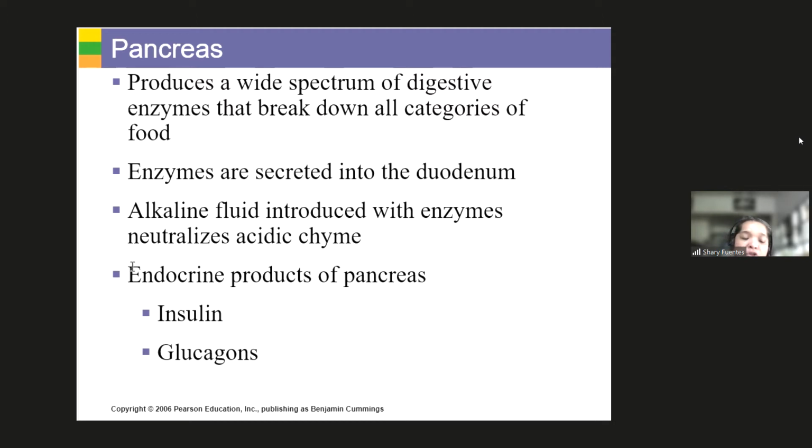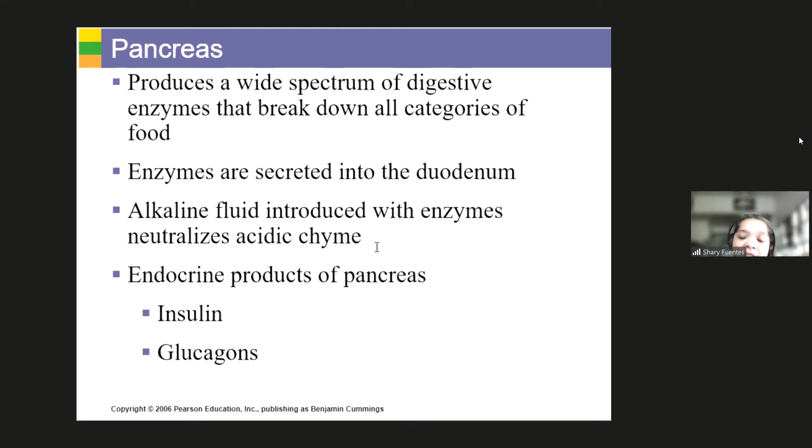So they also produce an alkaline fluid introduced with enzymes to neutralize the acidic chyme natin. Kasi paglabas ng food galing sa loob ng tiyan, na-mix siya with the hydrochloric acid. So paglabas niya, acidic siya. So babanatan na naman nila, tirahin na naman kasi acidic siya. So bubuhusan nila, in-neutralize siya, they are going to secrete here an alkaline fluid together with those enzymes that are being released to remove the acidity. Okay? So yun yung function niya.